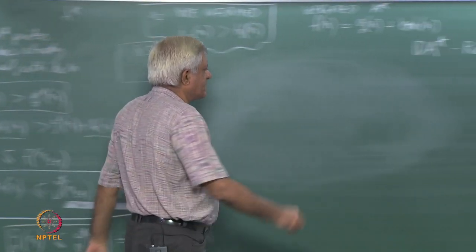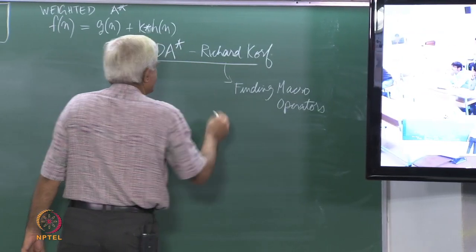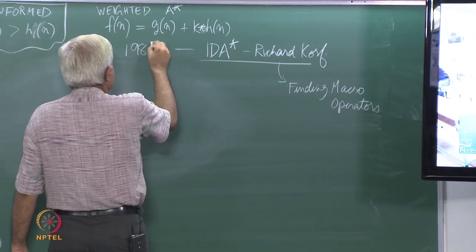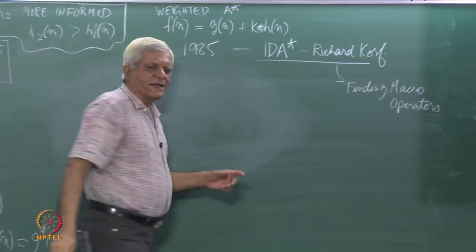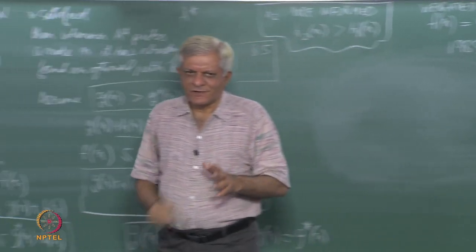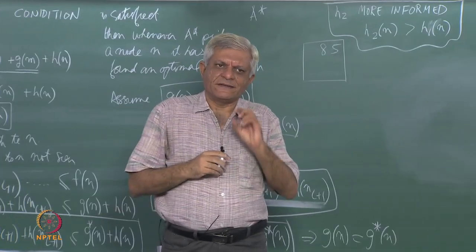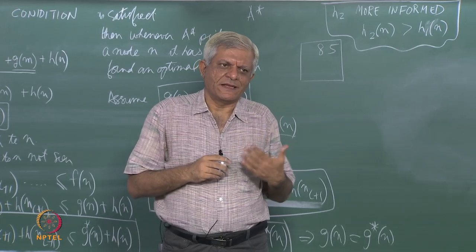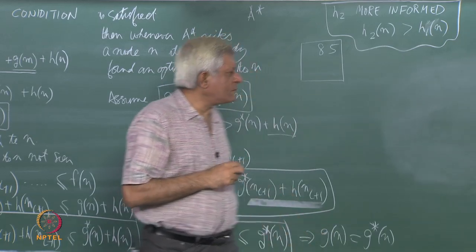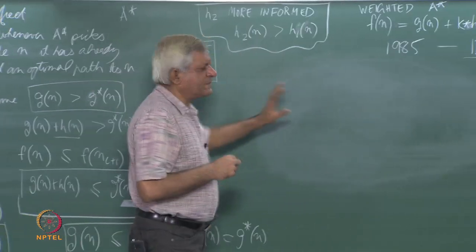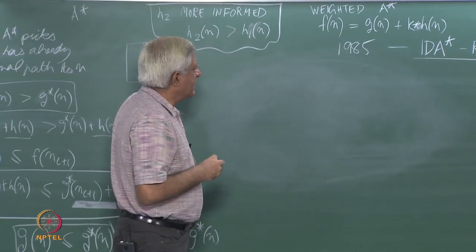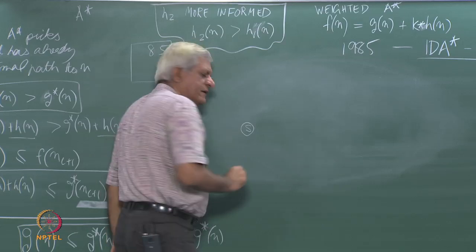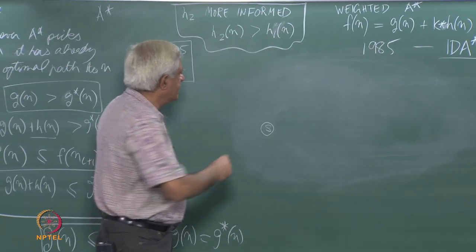But this IDA star is also by Richard Korf, and we will see a bit more of him as we go along. This was in 1985 or so, and IDA star stands for iterative deepening A star. So, it is still A star in the sense that it guarantees the optimal solution, but it is iterative deepening like DFID was essentially. So, the algorithm idea is very simple. What it says is that if you are at the start node, you create a boundary.